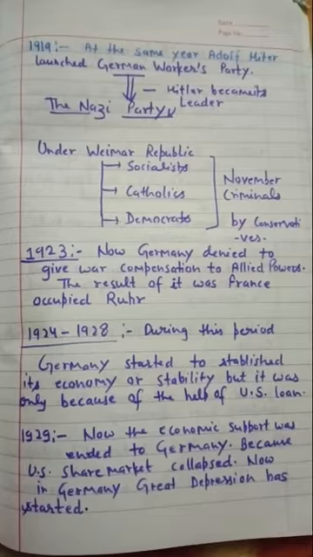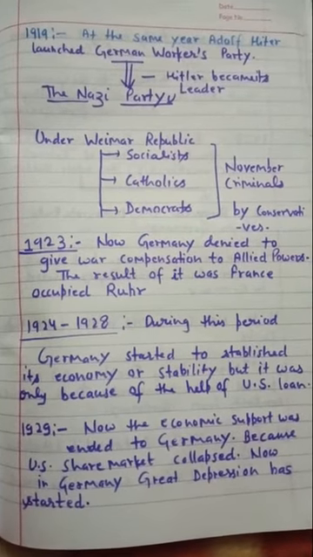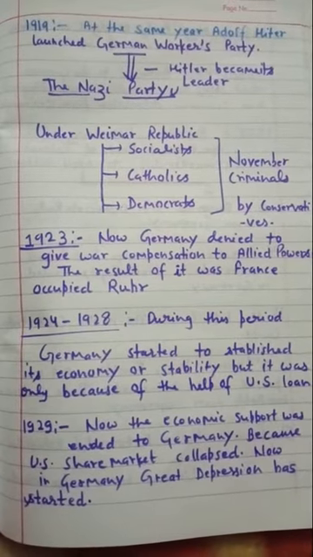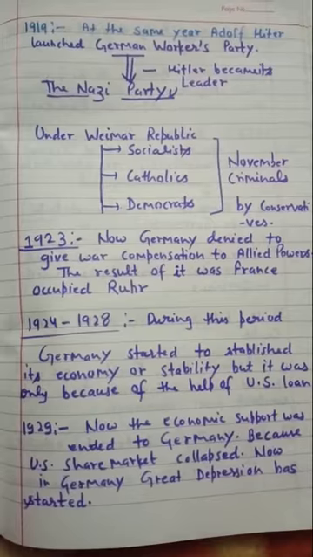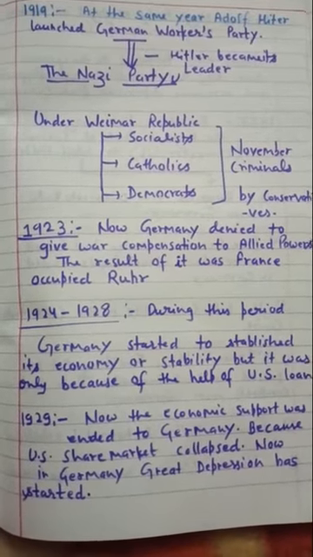Now, in 1923, Germany refused to give war compensation to the Allied powers. Germany decided that they would not continue to pay the pounds to the Allied powers as war compensation, and the result was that France occupied the Ruhr.